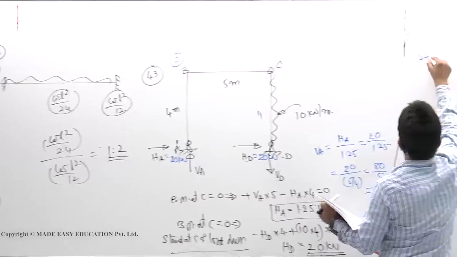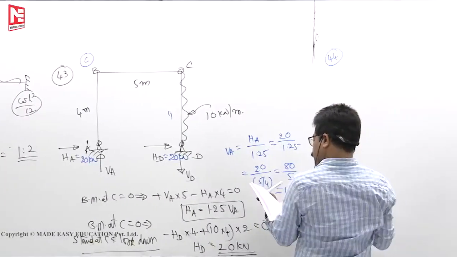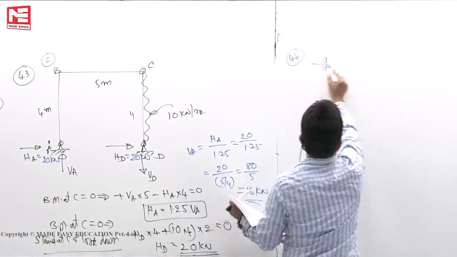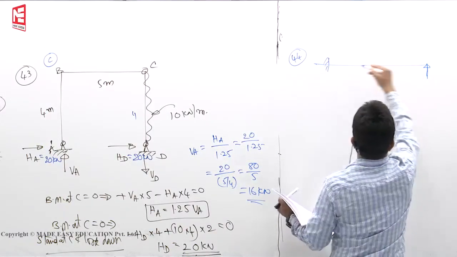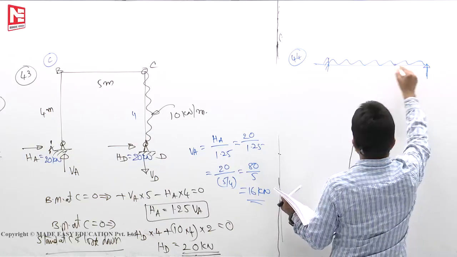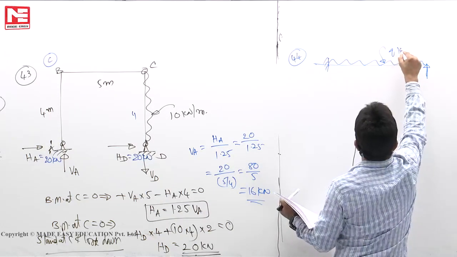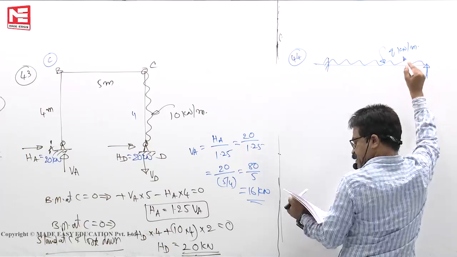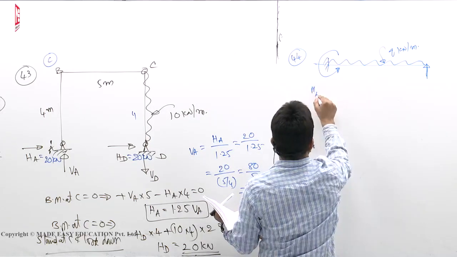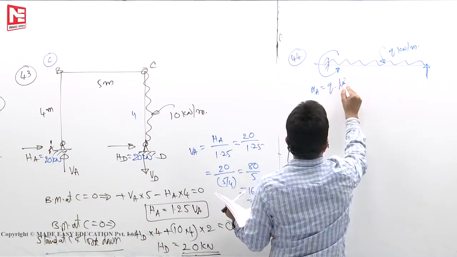44. Propped cantilever AB carries a UDL. First diagram carries UDL throughout its length Q. In this condition, the end moment reaction is QL square by 8. We know that Q into L square by 8.